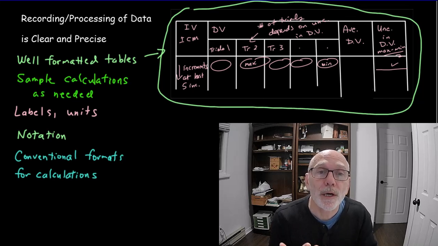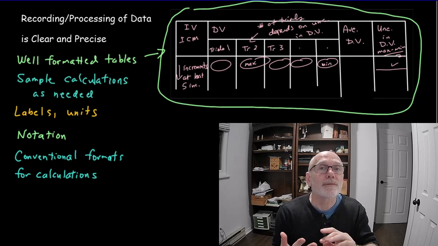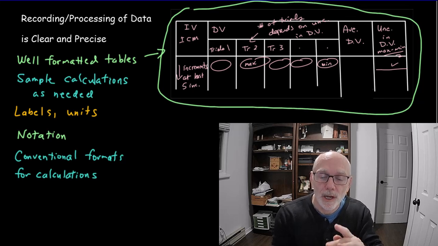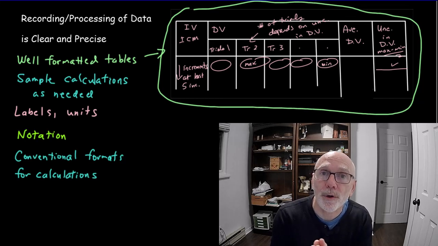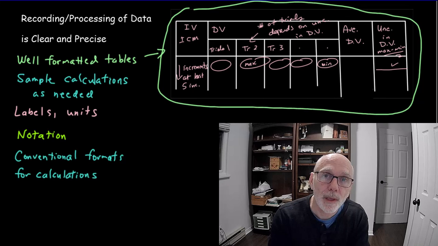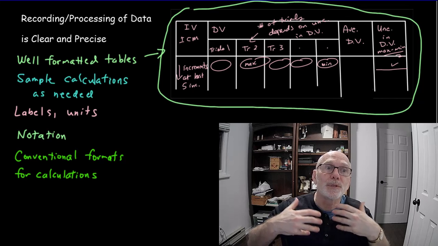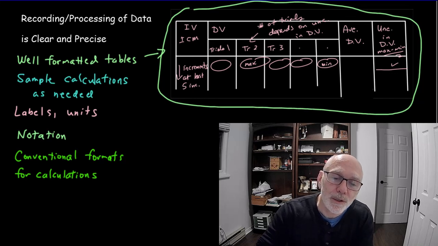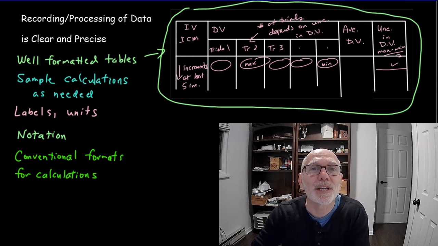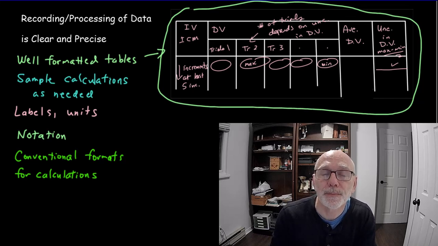You want to do sample calculations as needed. Make sure you've got units where you need them on your graphs. Make sure you've got the units and the labels. You'd like a title for your graph as well. And make sure you're following proper notation for things like scientific notation. And generally, you just want to use conventional formats. So if you do some sample calculations, and you're probably going to need to, do it in a way that others can follow. So you follow conventions. For instance, in your data booklet, there's a way to present uncertainties, and you should use those formats.